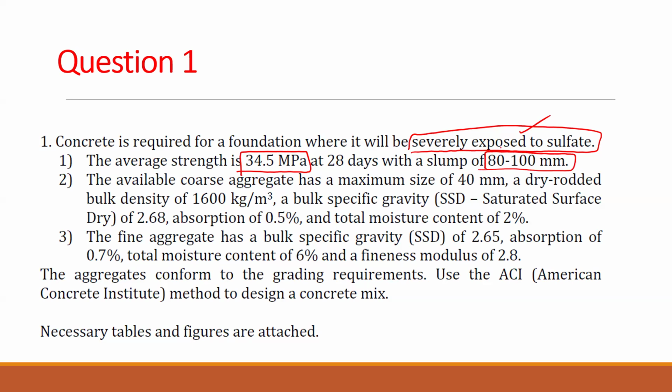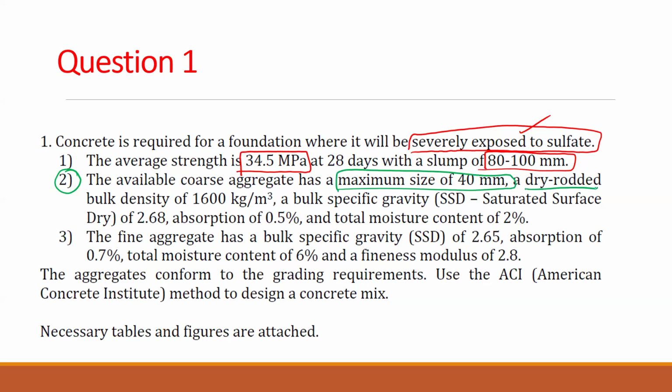So these are the two requirements in hardened concrete and the fresh concrete. So these are our requirements. If we know that, now we are going to use that information and select the right proportions of different ingredients. They have given us some information about the coarse aggregate. They are saying the available coarse aggregate has a maximum size of 40. So maximum size is given.